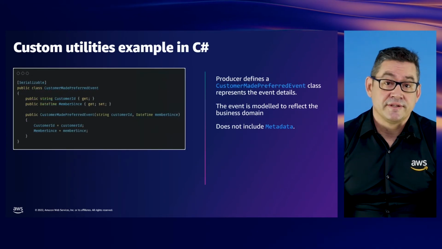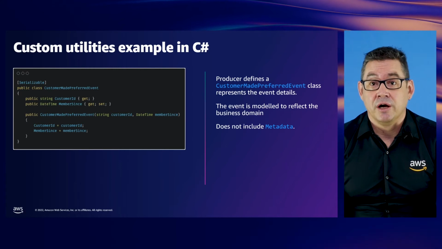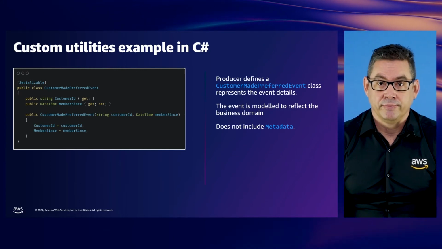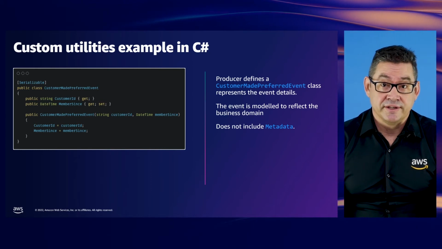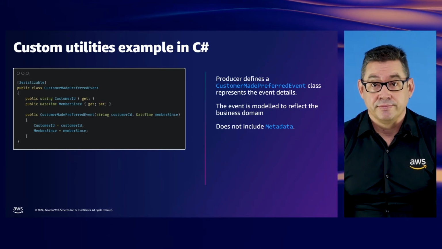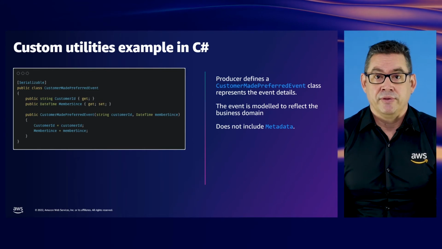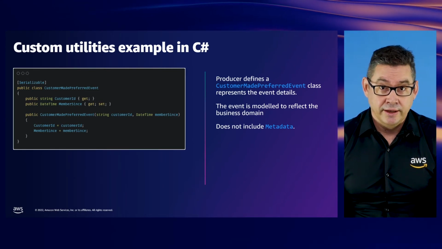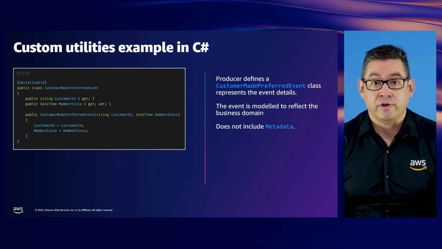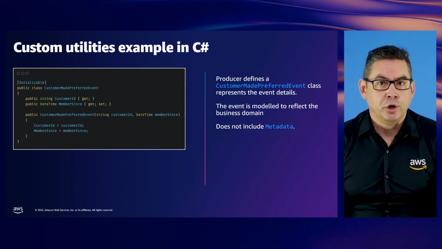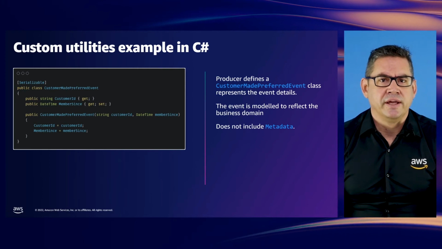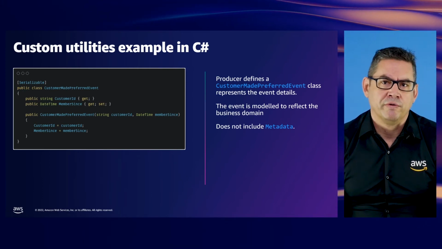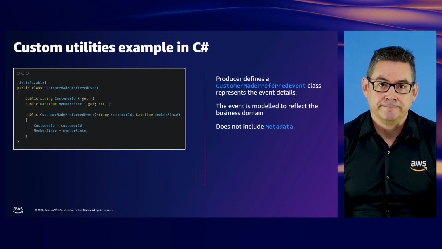Let's take a look at a simple example written here in C# of how this might be achieved. This customer-made preferred event is a domain event that signals a customer status change. It has some basic information about the customer, such as the customer ID, and a date and time that represents how long they've been a customer for. Note that it doesn't have a metadata property. To model this for every event in the domain doesn't seem practical or reflect what's actually happening in the domain.